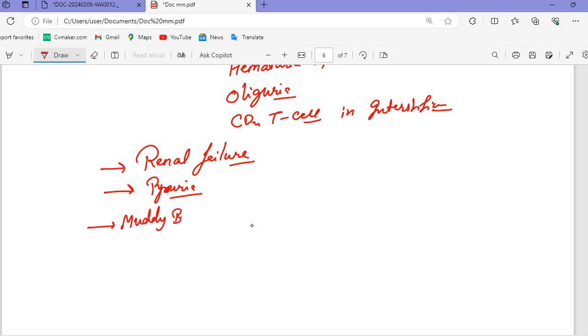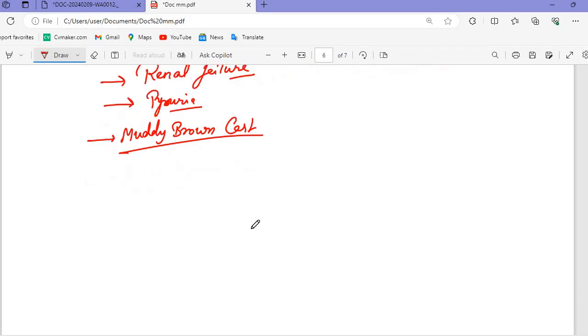We will see the muddy brown cast, this is the muddy brown cast, or we will have the renal tubular cast. This is from the tubules, the renal tubular cast will be there. So we have the muddy brown cast or the renal tubular cast. That is the important characteristic finding.